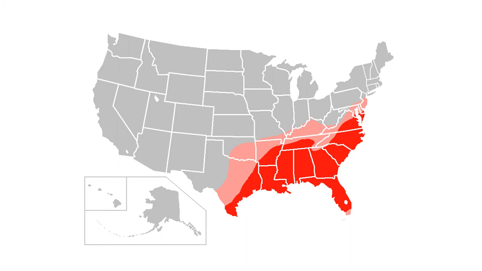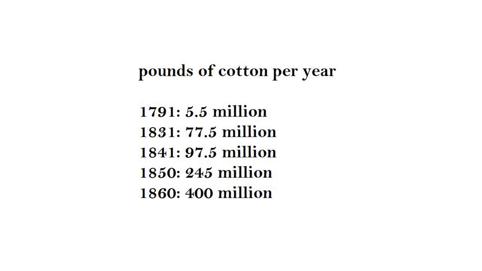The chart that I referred to earlier, pounds of cotton per year, 5.5 million in 1791, and by 1831, I think I said 170 earlier, it was 77.5. So I was a bit off there, but pretty quickly it caught up with what I had said. So 1841 up to 97.5, by 1850, 245 million, by 1860 around 400 million pounds of cotton, compared to 5 million at the beginning, right before the cotton gin was invented.